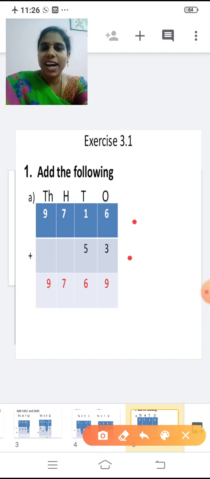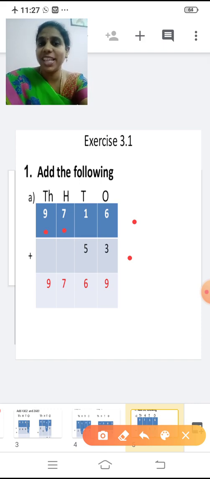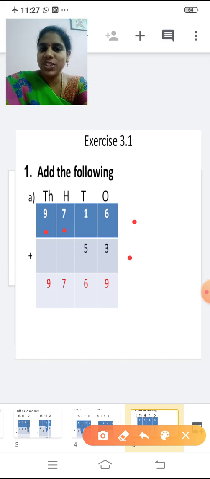So first write 6 in the ones place, 1 in the tens place, 7 in the hundreds place and 9 in the thousands place. So next 3 in the ones place, 5 in the tens place. No, we don't have hundreds and thousands place in the second number. Shall we add this now? 9,716 and 53 we are going to add.